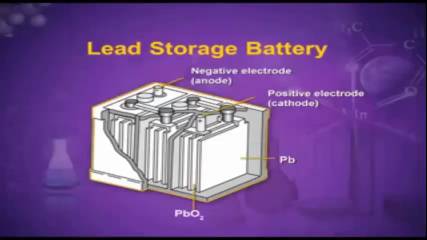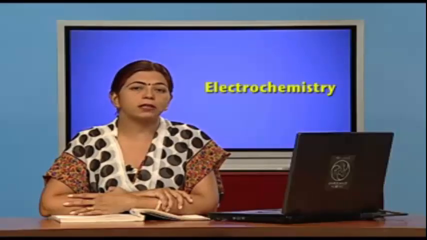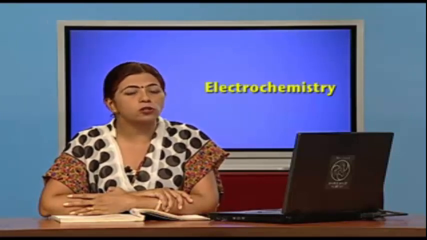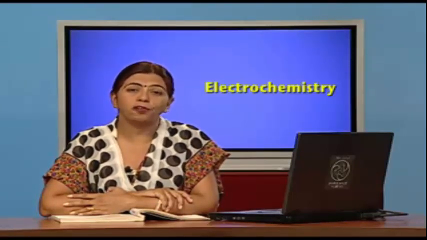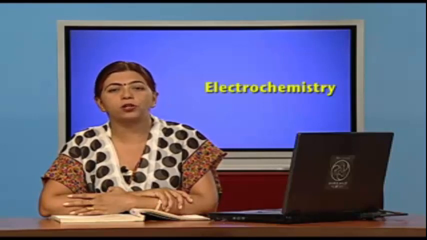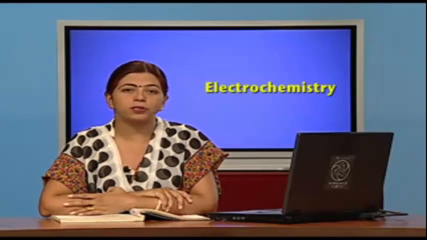Slowly, the sulfuric acid is also consumed. Its density decreases. Lead storage battery is a secondary cell, so it can be recharged by just passing electric current. On passing the electric current, the reactions are reversed. The flow of the electrons is also reversed, and the role of anode and cathode is also reversed. The lead sulfate which was deposited during discharging, now it forms lead and lead oxide, and the chemicals are again refreshed. So this cycle is repeated again and again.